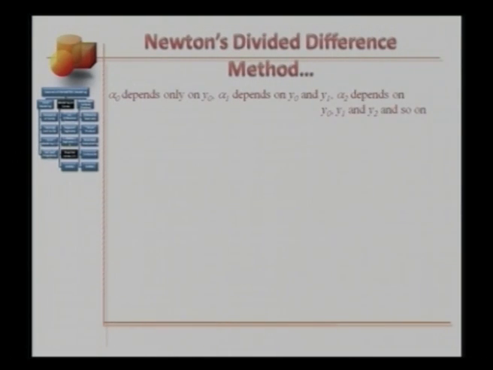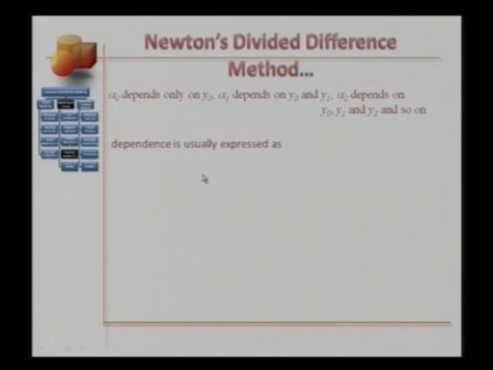Notice what alpha 0 would depend on. Alpha 0 would depend only on y sub 0. Alpha 1 would depend on the first two data points, in particular y0 and y1. Alpha 2 would depend on the first three data points, y0, y1, and y2, and so on. Using this observation, let me introduce some notations here.